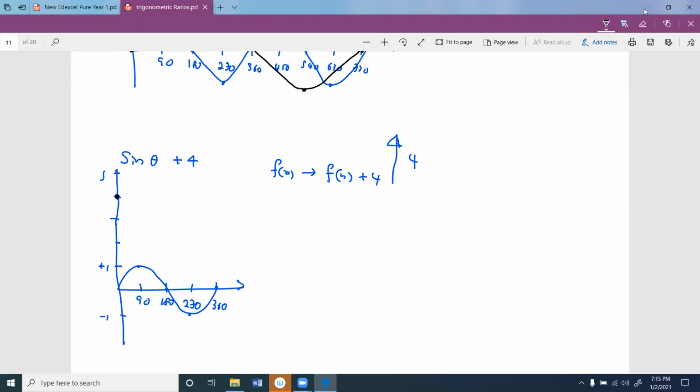Right. This 1 turns up into 5. This point goes exactly to 5. This 0 again comes up to this point here. This is -1 turning up to 3. Then again 0 comes up to the point over here. Then you can see it's a graph like this. This is 4 and this is 3. What happened to it? The entire graph has shifted 4 units up. That is the transformation where we can understand sine theta plus 4. Right. Okay.